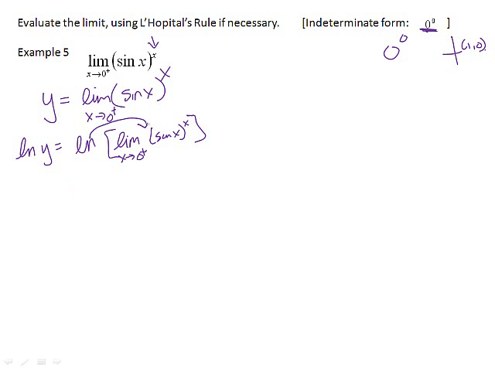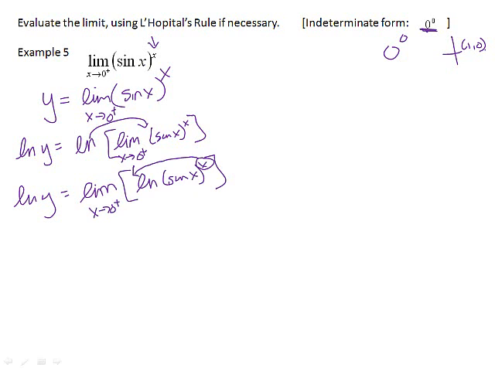Okay, so because the function is continuous, I'm allowed to move that natural log in. We could have probably done that all in one step. I might on the next problem. So technically I'm allowed to move that natural log inside of sine x to the x, because the function's continuous. Now what would I normally do with that exponent x with the natural log? Throw it to the front by our log properties. So natural log of y equals the limit as x approaches 0 from the right of x natural log of sine x.